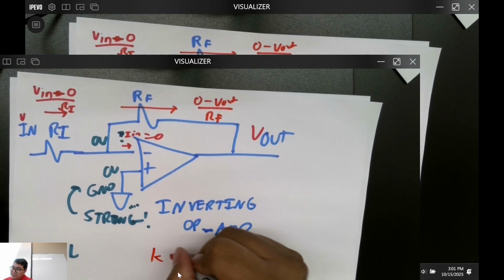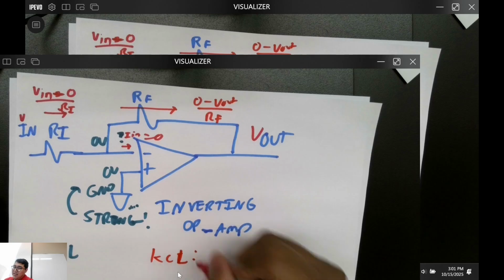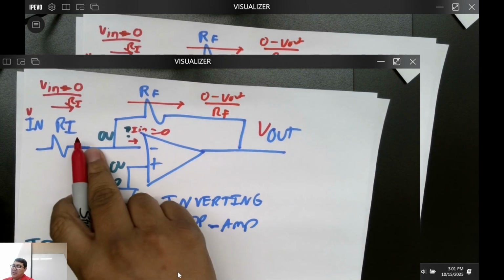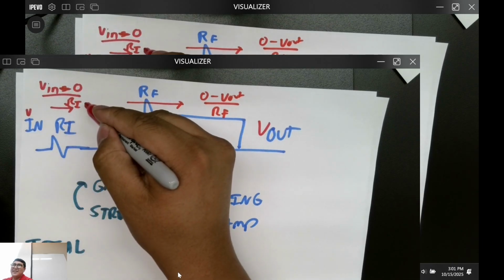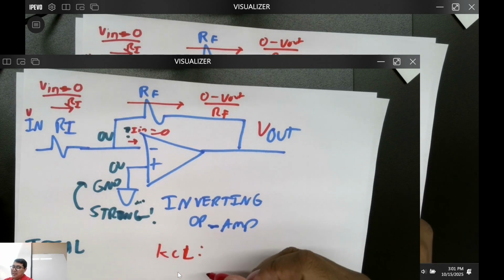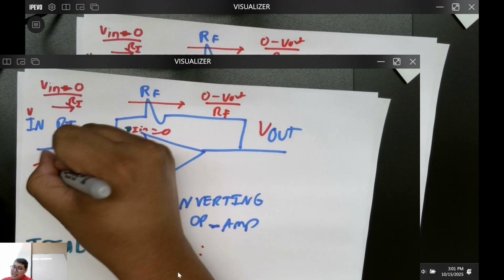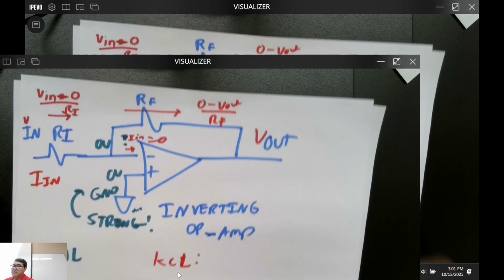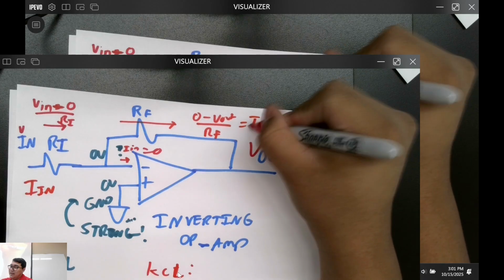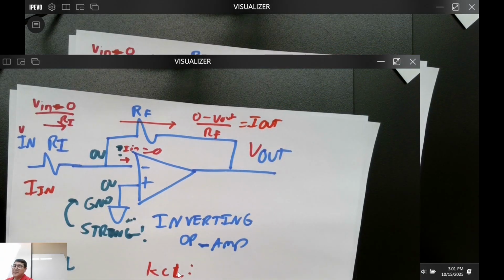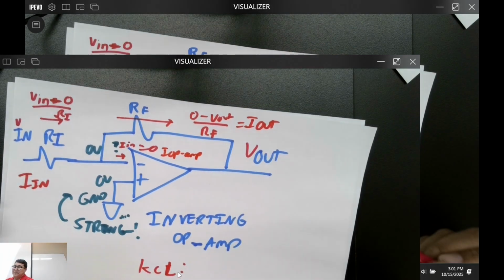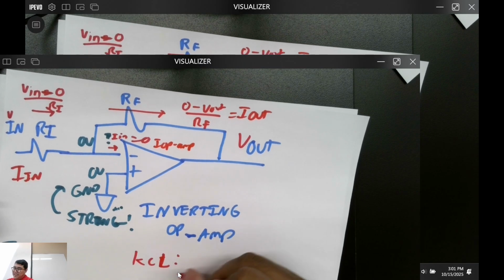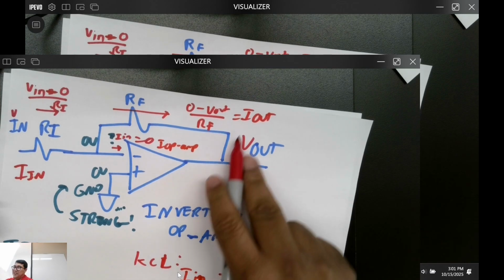What's KCL? KCL states that all the currents going in must equal what's going out, right? What's going in? This current right here. Is anyone bothered if I call this one I in? No? What if I call this one I out, and then let's just call this one I op amp? I'm just putting that in. What's the current going in? I in, right? What's the current going out?